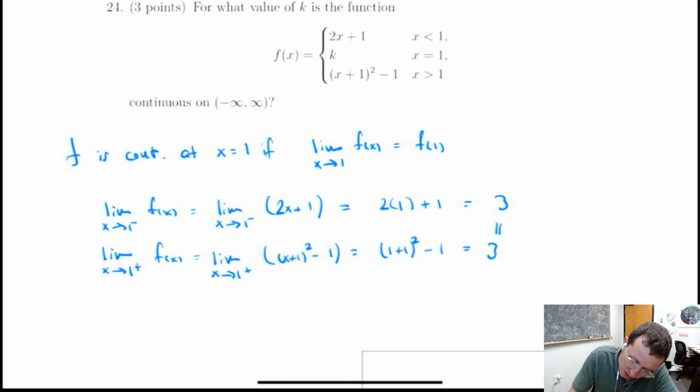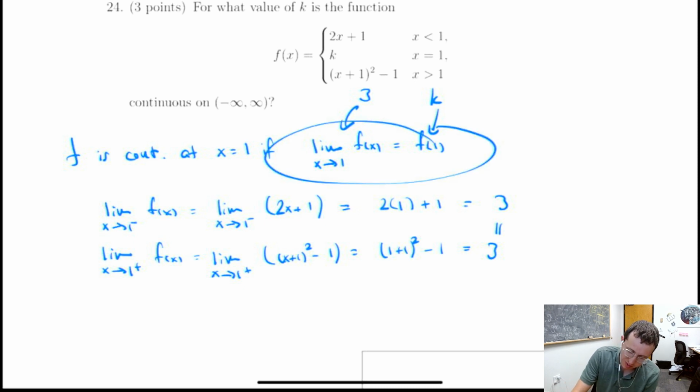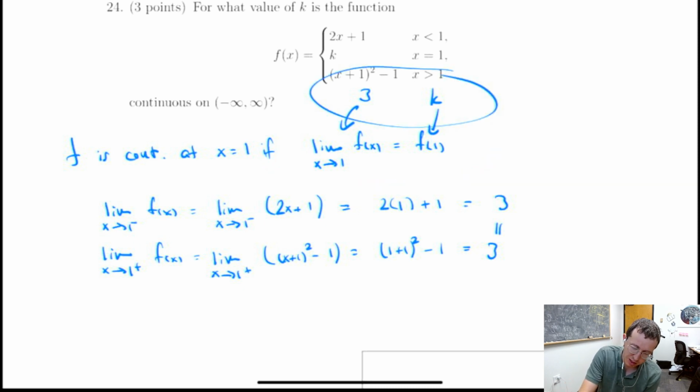And these are equal, so that means that the limit as x approaches 1 is 3, because we're approaching a y value of 3 from both sides. F of 1, on the other hand, is k. So if the function is going to be continuous, I need 3 to be equal to k.